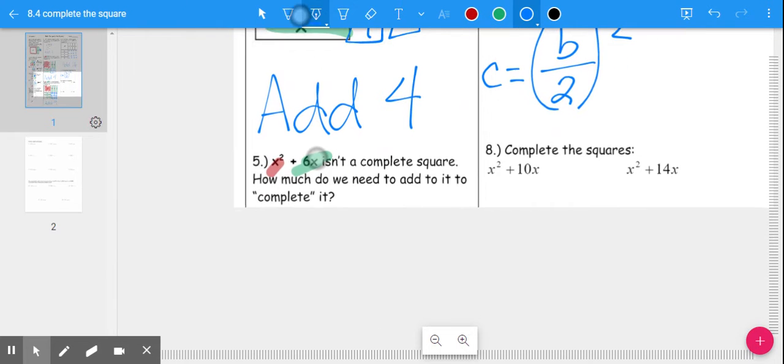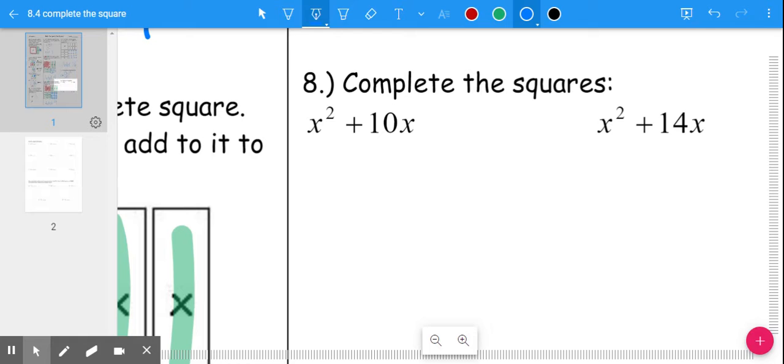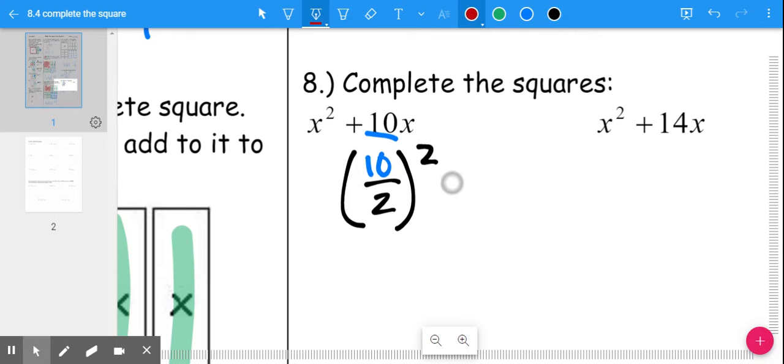So on this one down here, where it says complete the squares, if we follow that same exact method, we do b divided by 2 squared. Our b value is 10, so 10 divided by 2 is 5. 5 squared is 25. So we would add 25 on the end.